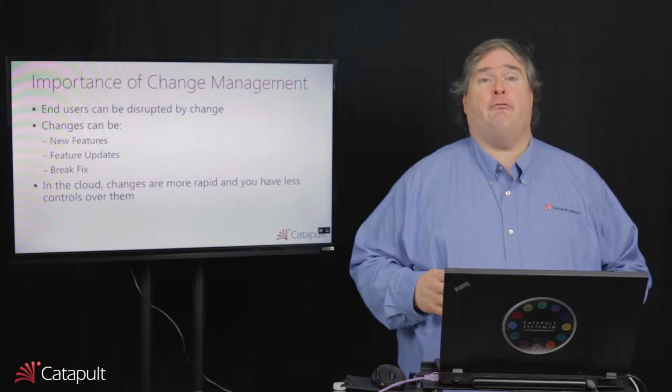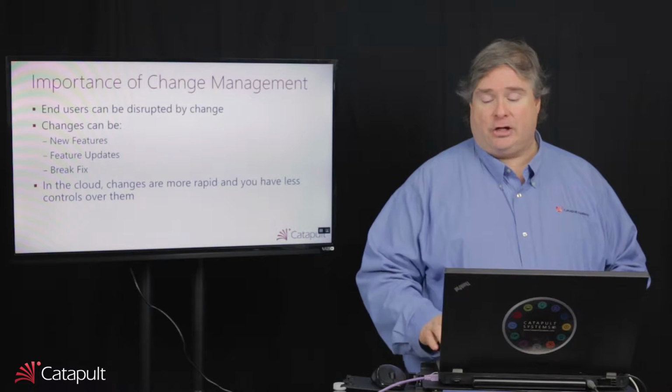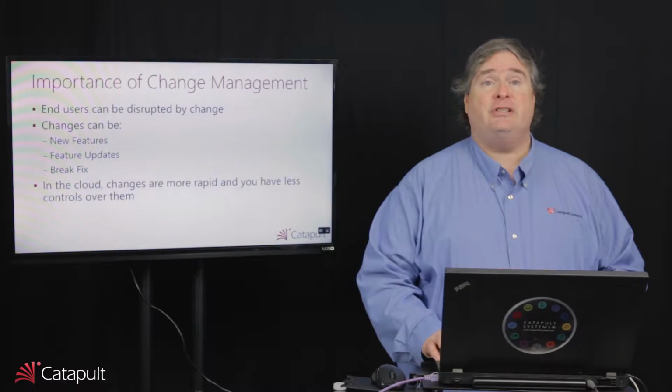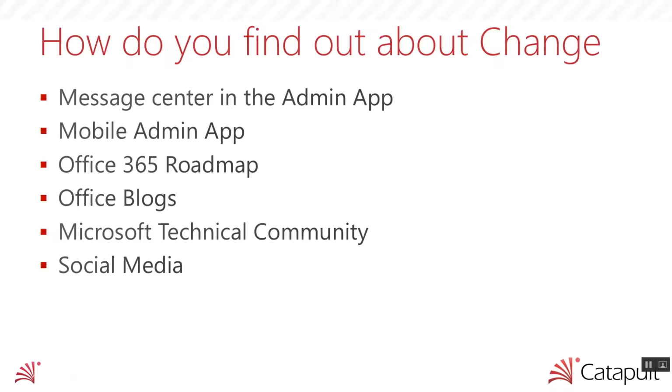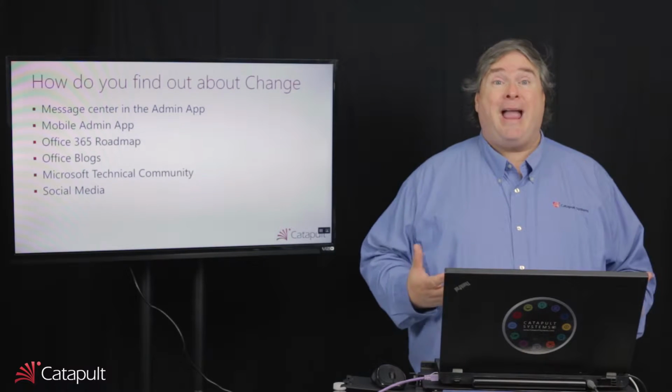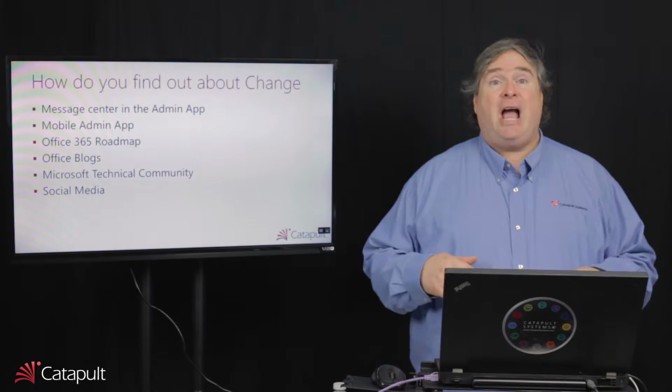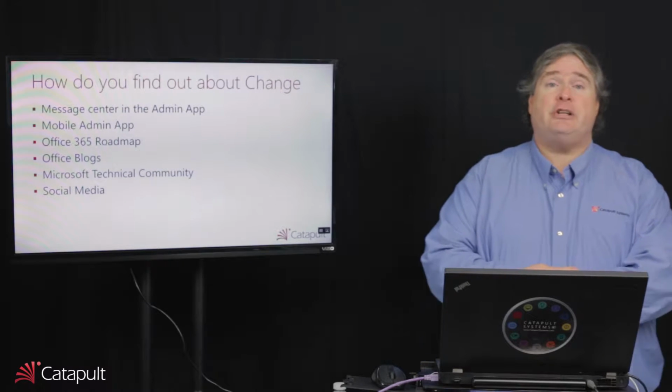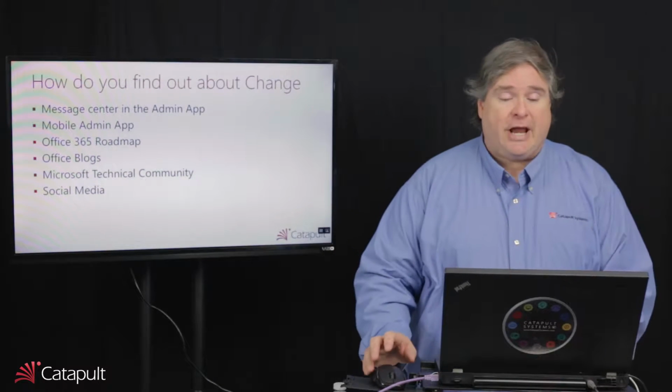So let's talk right now about how we can actually use the tools that Microsoft provides us to actually manage change. So there's a number of ways to find out about changes that are coming towards you. One of the things we can do is we can take a look at the Message Center in the Admin app. The Admin app is our place where we're going to manage Office 365, and inside of there is built in a whole section that talks about how to manage change. Let's go take a look at that now.